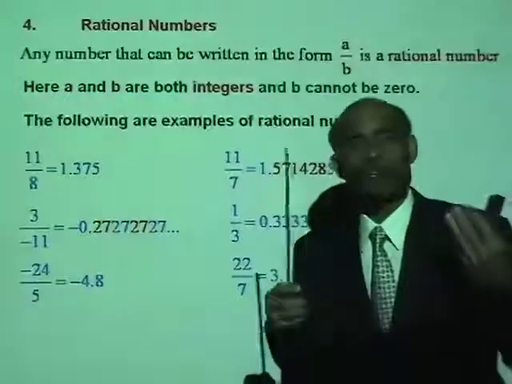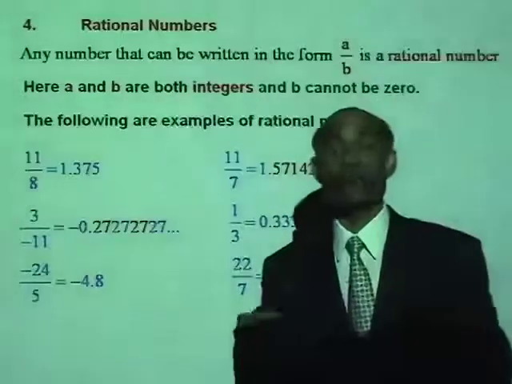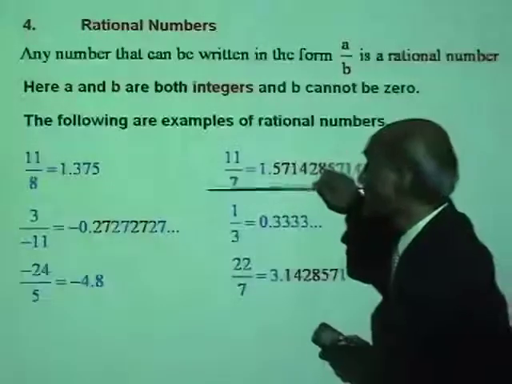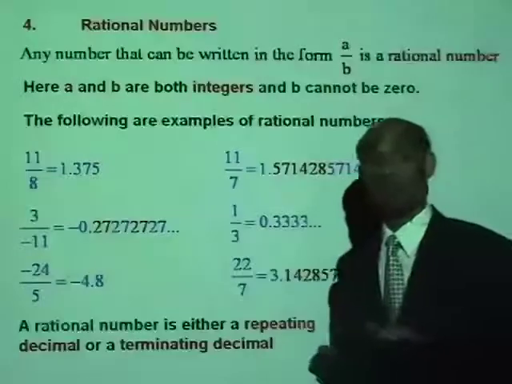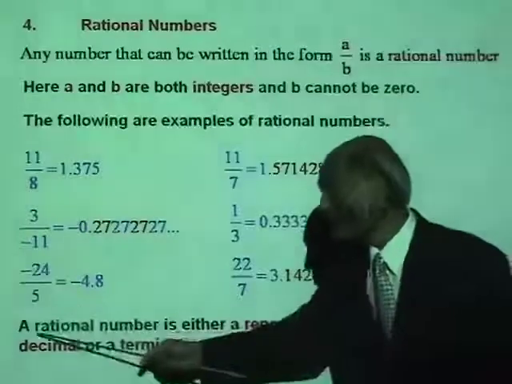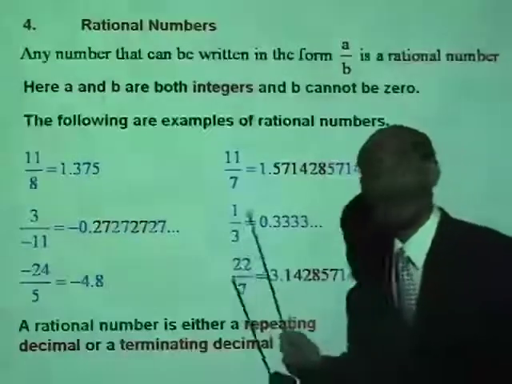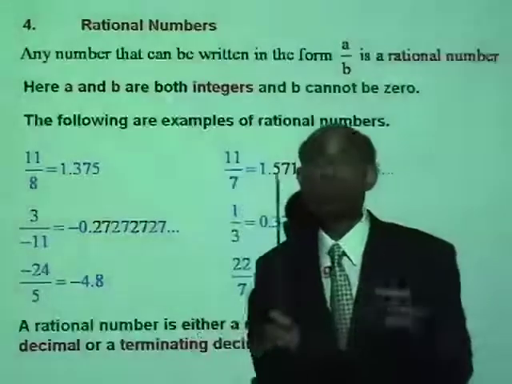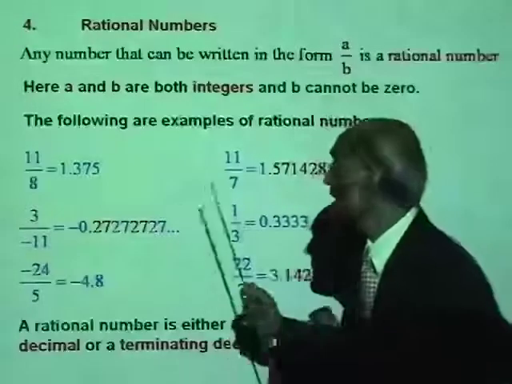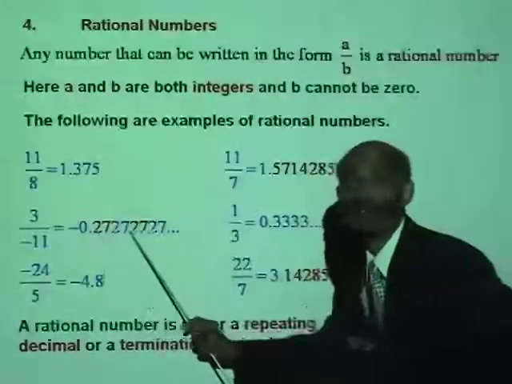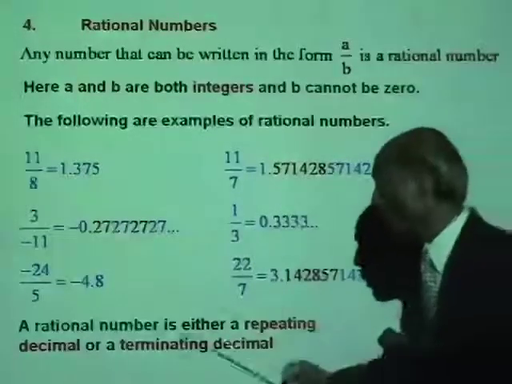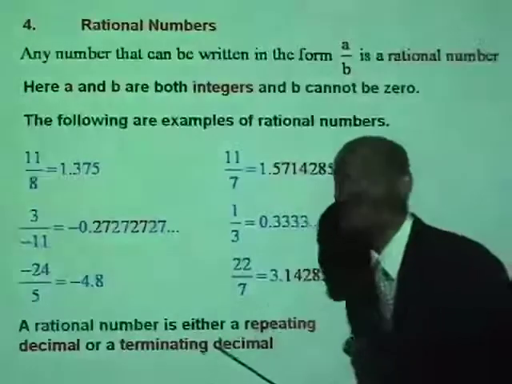So tell me, what is the predictability of a rational number? All these are rational numbers, an integer divided by an integer. So the predictability of a rational number is this: when you write a rational number as a decimal, it will either be a repeating decimal like this, or like this, or it will be a terminating decimal.